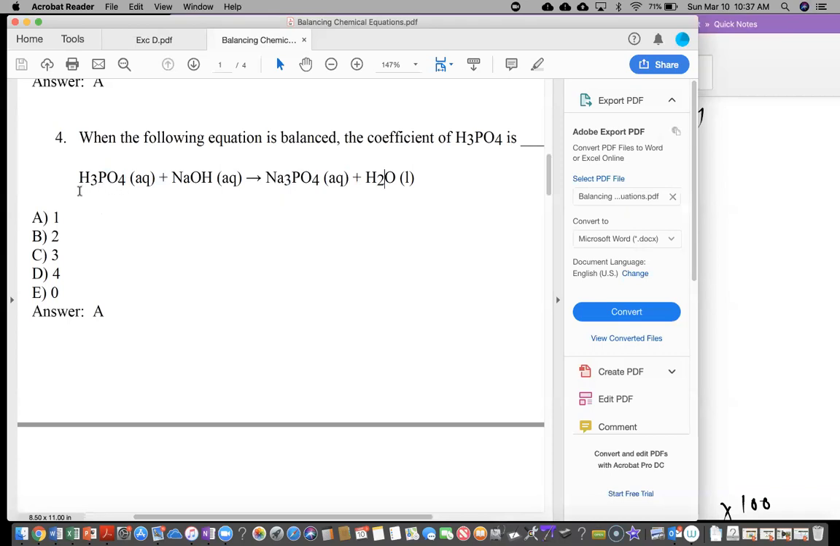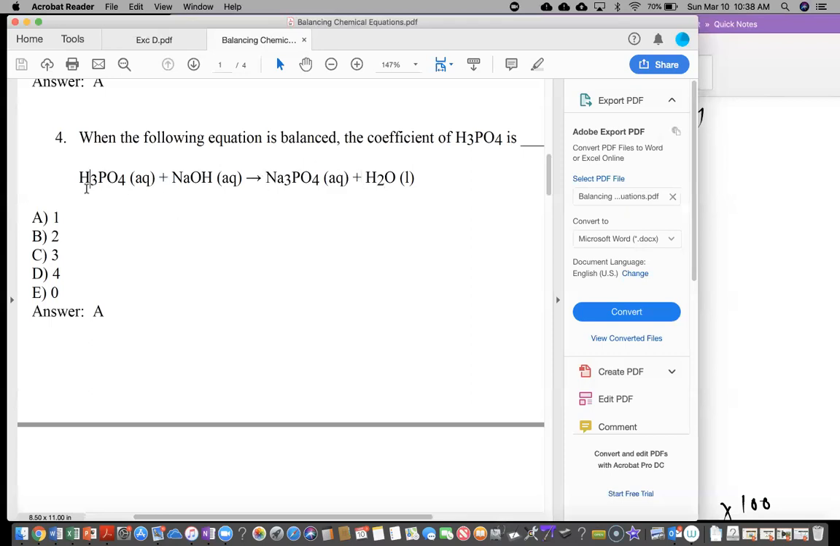This is the acid. How many hydrogens does it have? 3. So how many sodium hydroxides are you going to need? 3. How many waters are you going to make? 3. So the coefficient of H3PO4 is going to be 1, since we didn't change it. So 1 H3PO4 needs 3 sodium hydroxide, gives 1 sodium phosphate, and gives 3 waters.